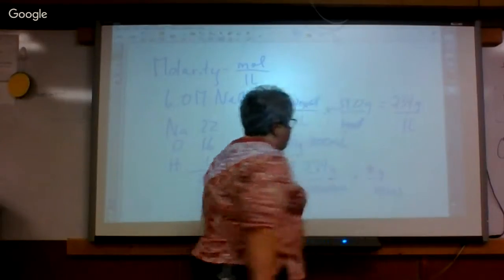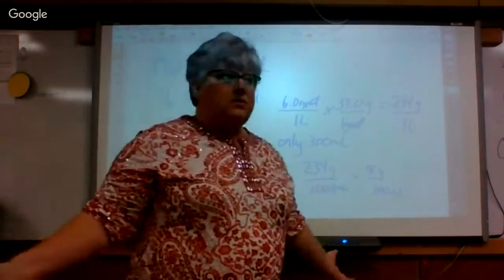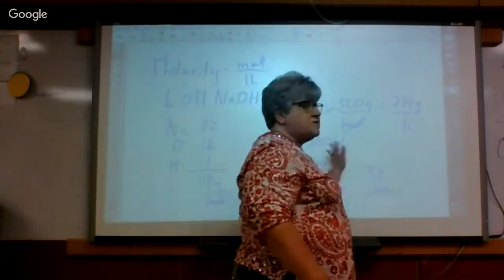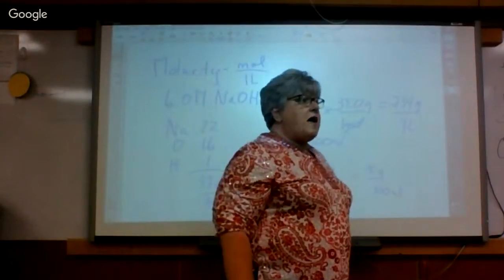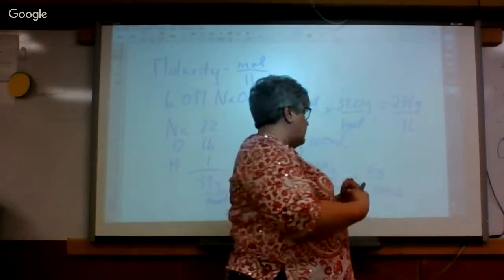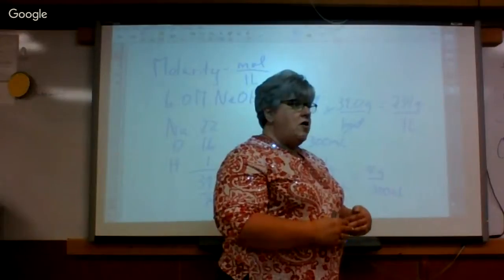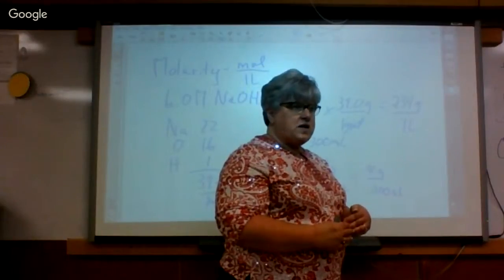Then you solve for X by cross multiplying, or really just multiplying both sides by 300. That will give you how many grams you need in 300 milliliters of solution. Any questions with that at all?